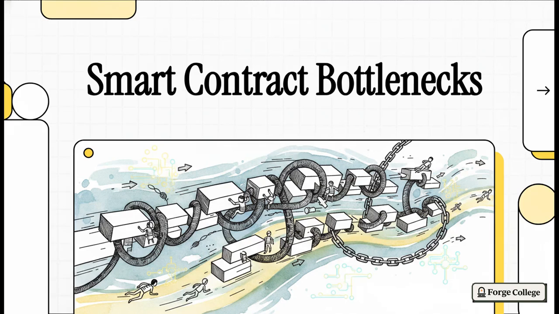Coming off our previous explainer on the foundations of network efficiency and Gulfstream, today we're tackling a universal developer nightmare. We're going to identify exactly what is secretly slowing down your smart contracts and draining your gas.